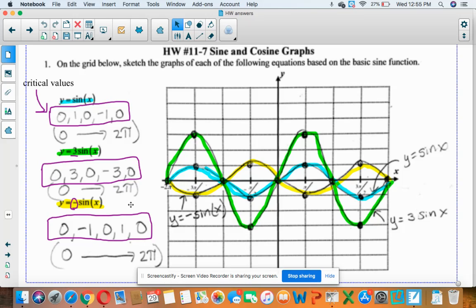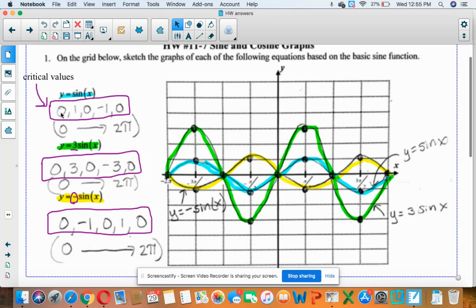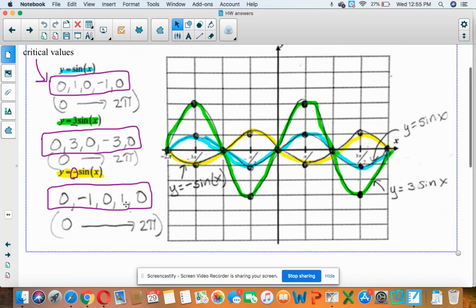It's a reflection. So my critical values: the 0 stays 0, 1 becomes -1, 0 stays 0, -1 becomes +1, and 0 stays 0. And that full cycle, that full wave, still occurs between 0 and 2 pi. So that's the sine graph.